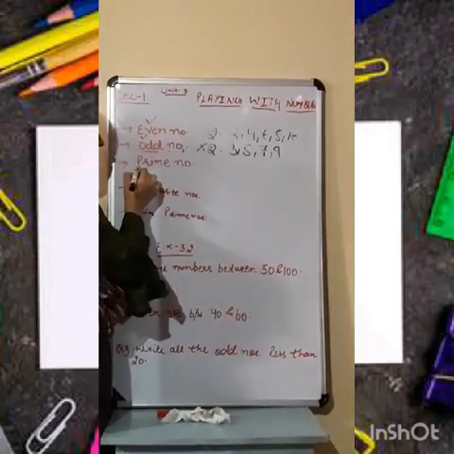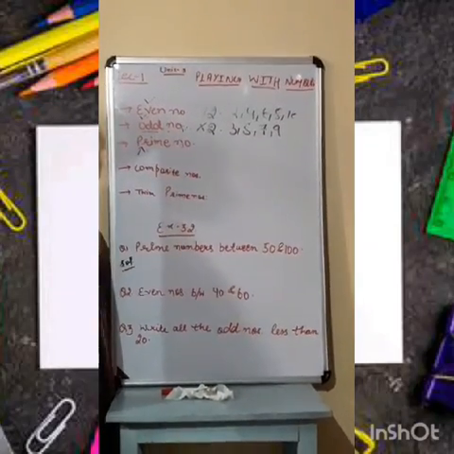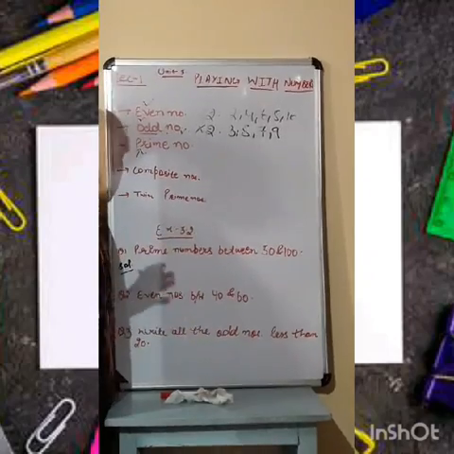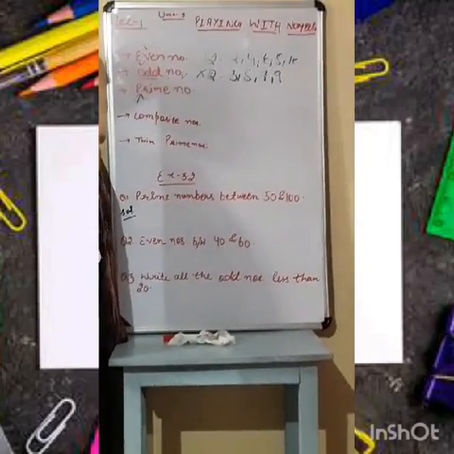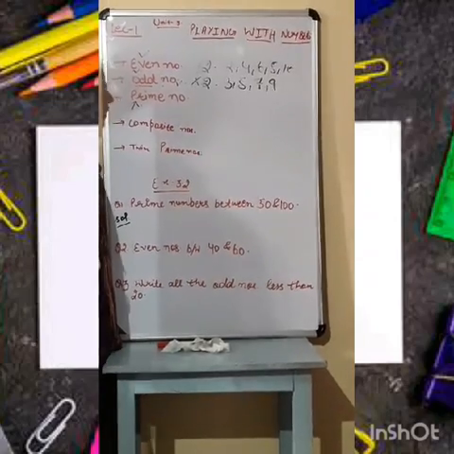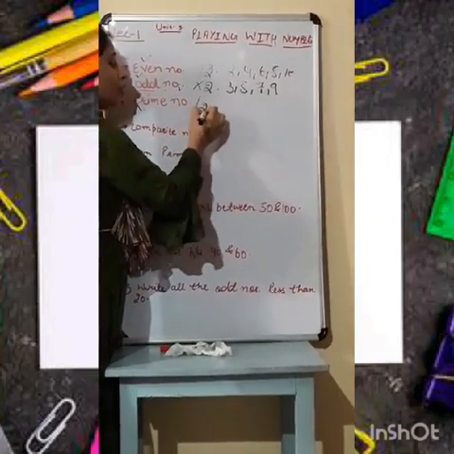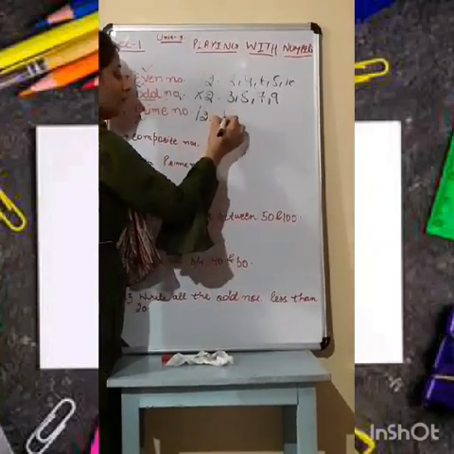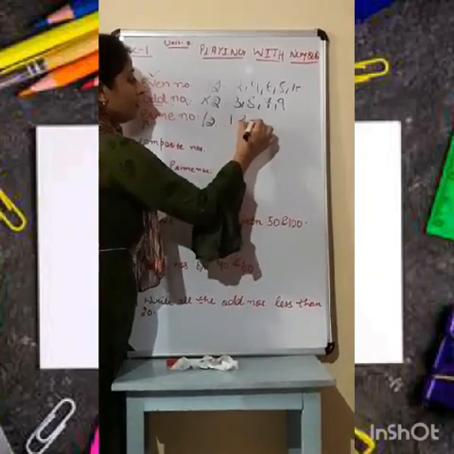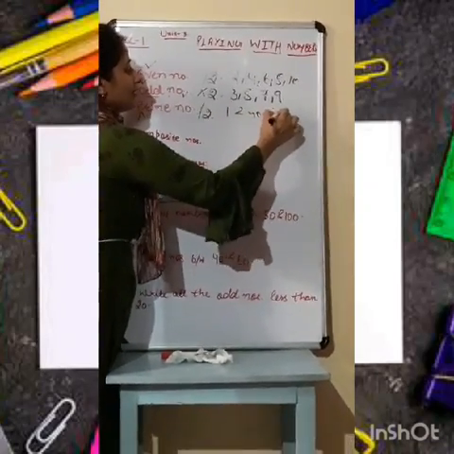Next is your prime number. Okay? Prime numbers are those numbers which have only two factors. Now you will ask me, ma'am, what are the two factors? Two factors is 1 and the number itself.